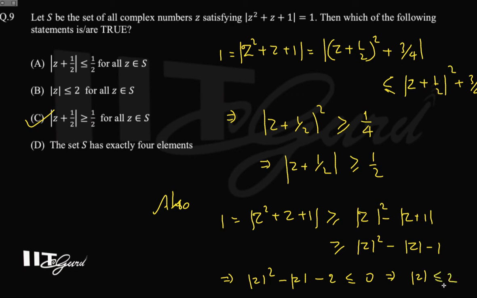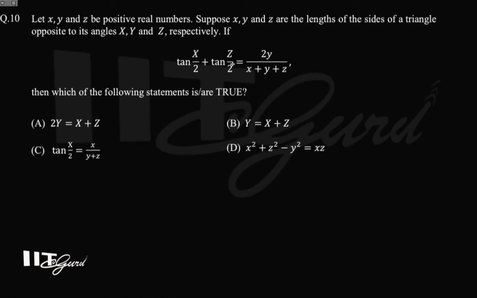Okay, so it seems somehow tough if you are not getting the idea of triangular inequality. This will also be correct. So here B and C both options are correct, and the set having exactly 4 elements is not correct. And now here, tan(x/2) + tan(z/2) is equal to 2y upon (x + y + z).